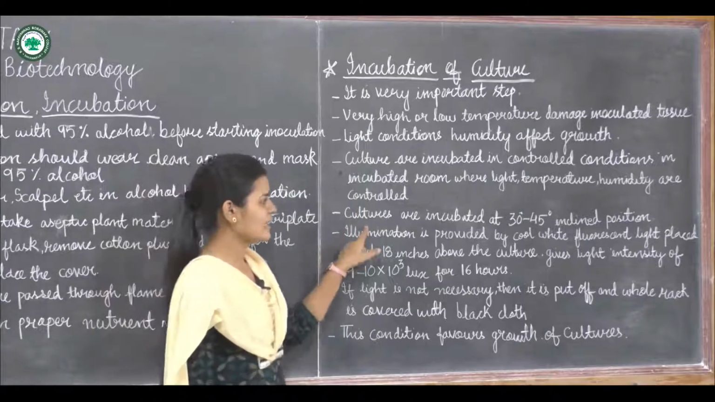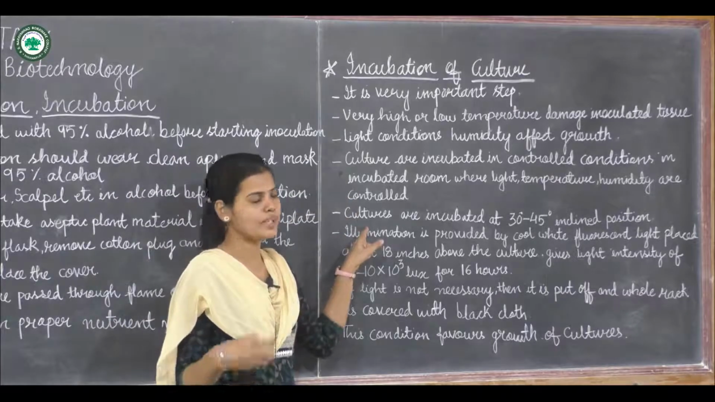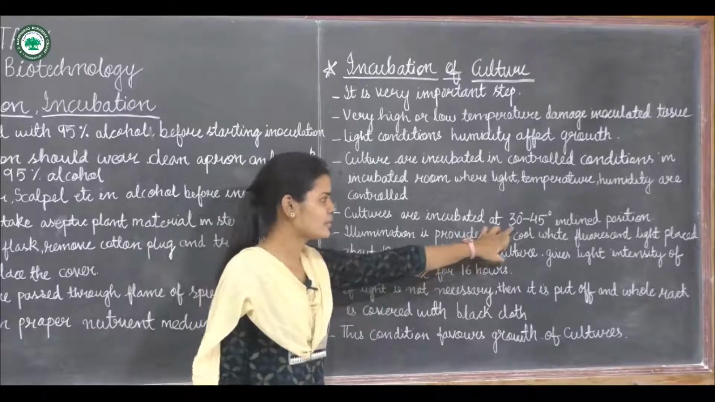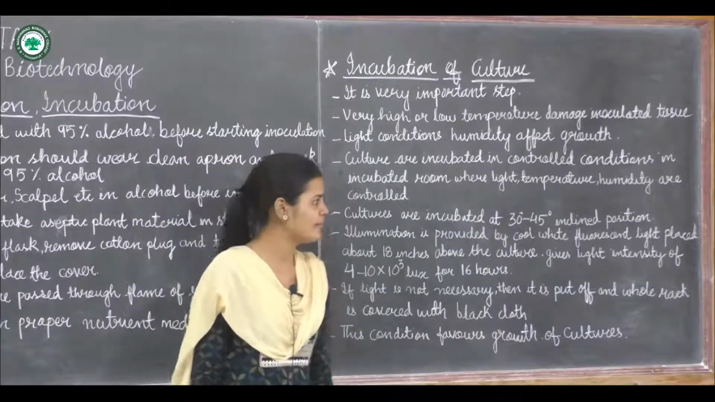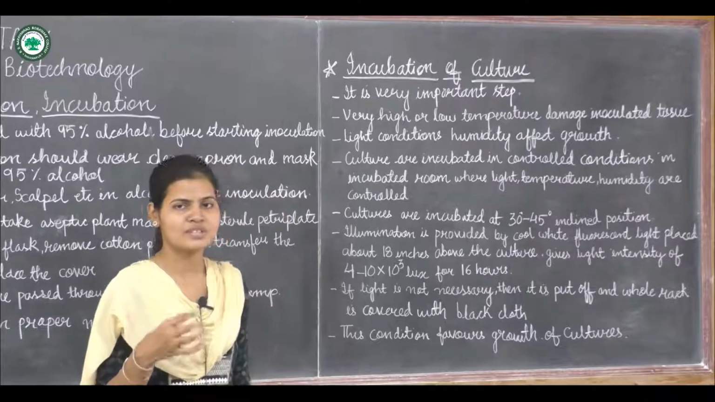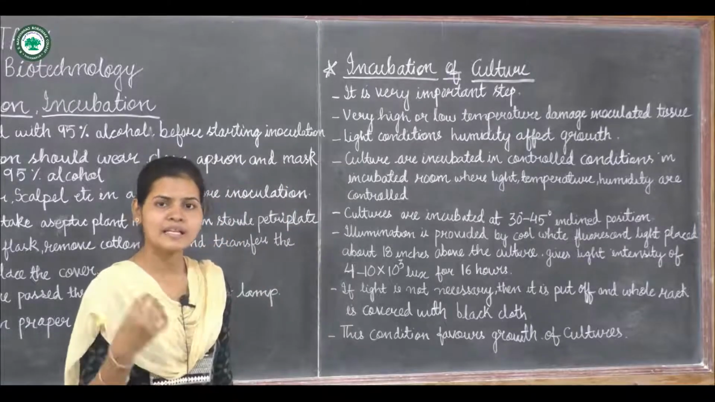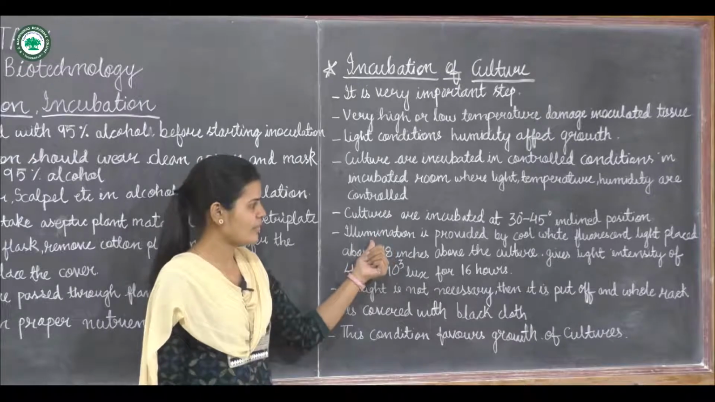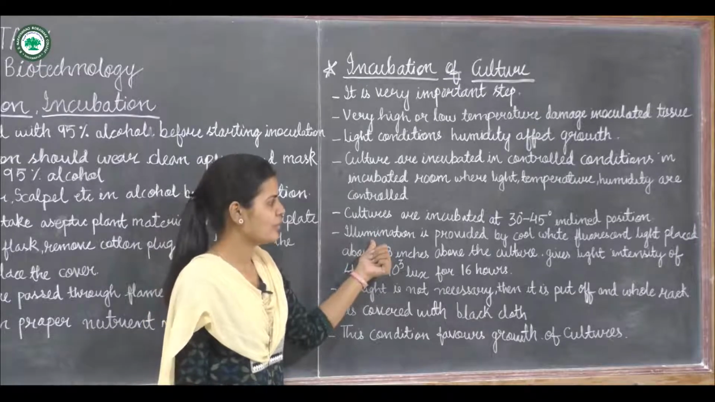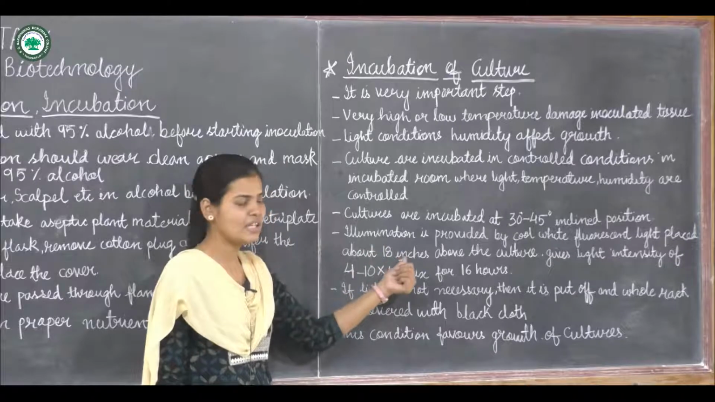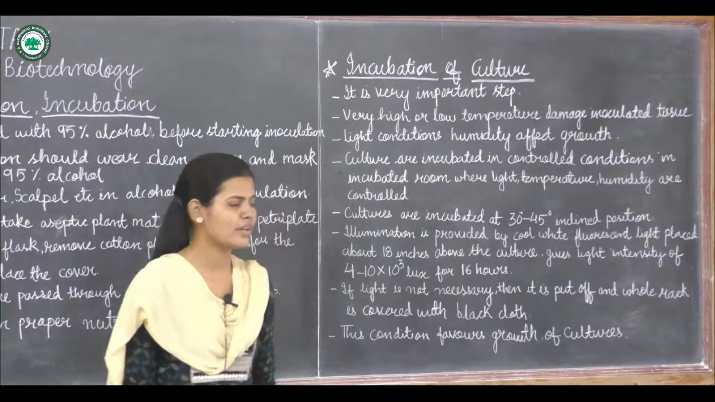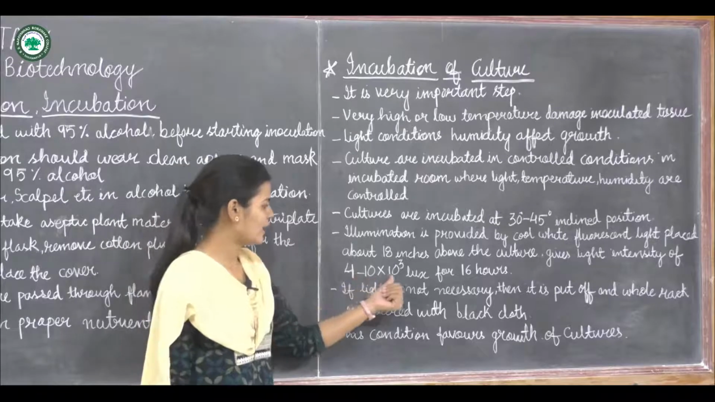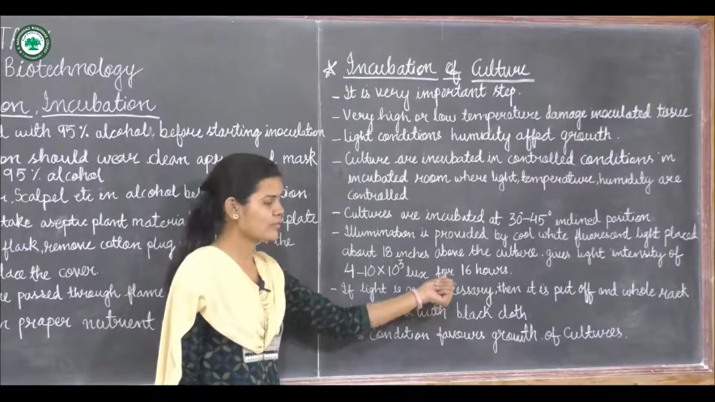Now cultures are incubated at the temperature required for an explant to grow, that is 30 to 45 degrees, and in an inclined position. So cultures are mostly placed in an inclined position. Now illumination is provided by cool white fluorescent light placed 18 inches above the culture. It gives a light intensity of 4 into 10 raised to power 3 lux for 16 hours.